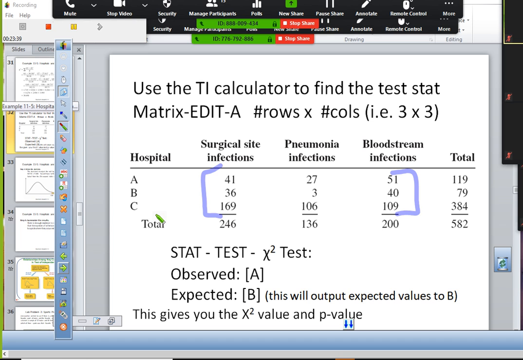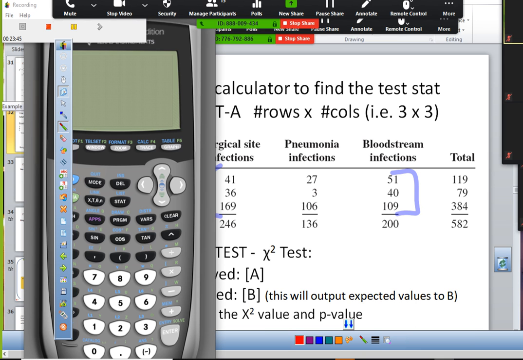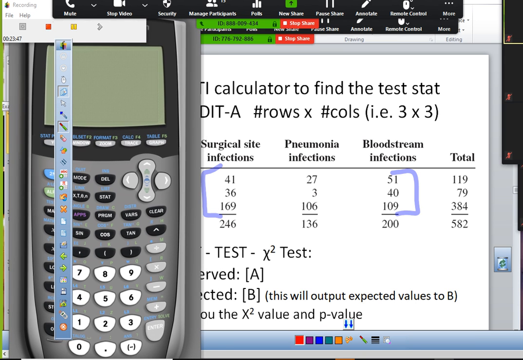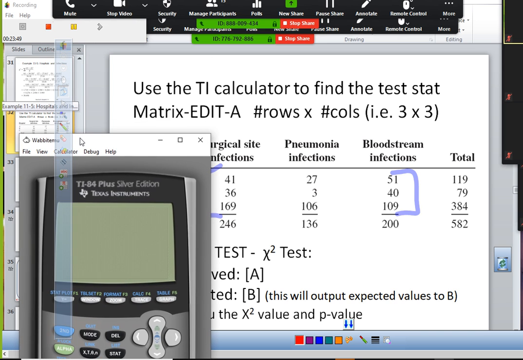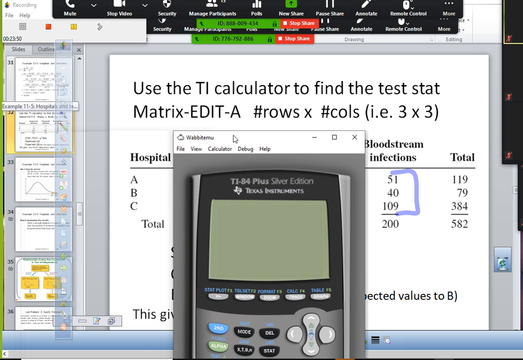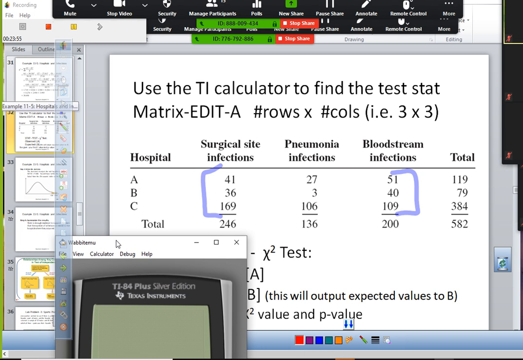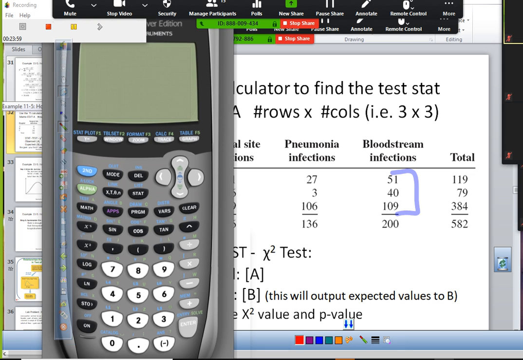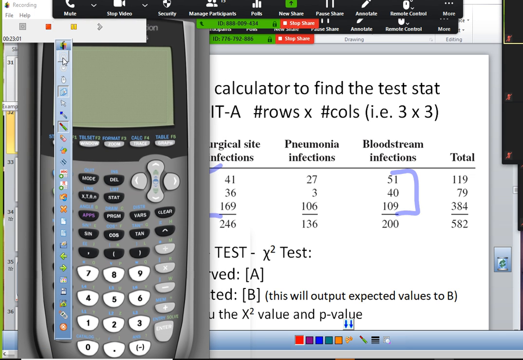So this is what we're going to do. Everyone get out your calculators, turn them on. And we're going to do matrix edit A. And then we're going to put in our rows and columns. In other words, this is a 3 by 3. You guys see it's 3 rows, 3 columns, 3 by 3. So matrix edit A. What does that mean?